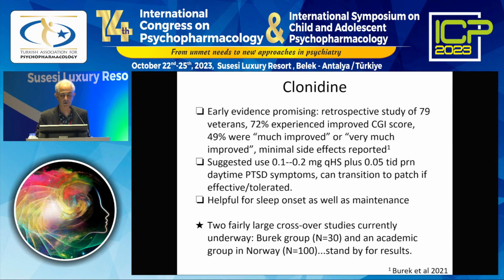And here is that Burek study. They found 72% getting improvement on the CGI. I'm sorry, it was 79 patients in their clinic, of whom 49% were much improved or very much improved. So that's pretty good results. The dose was 0.1 to 0.2 at bedtime to start, and also they offered it PRN during the day at a half of that dose, so 0.05 milligrams, up to 3 times a day.